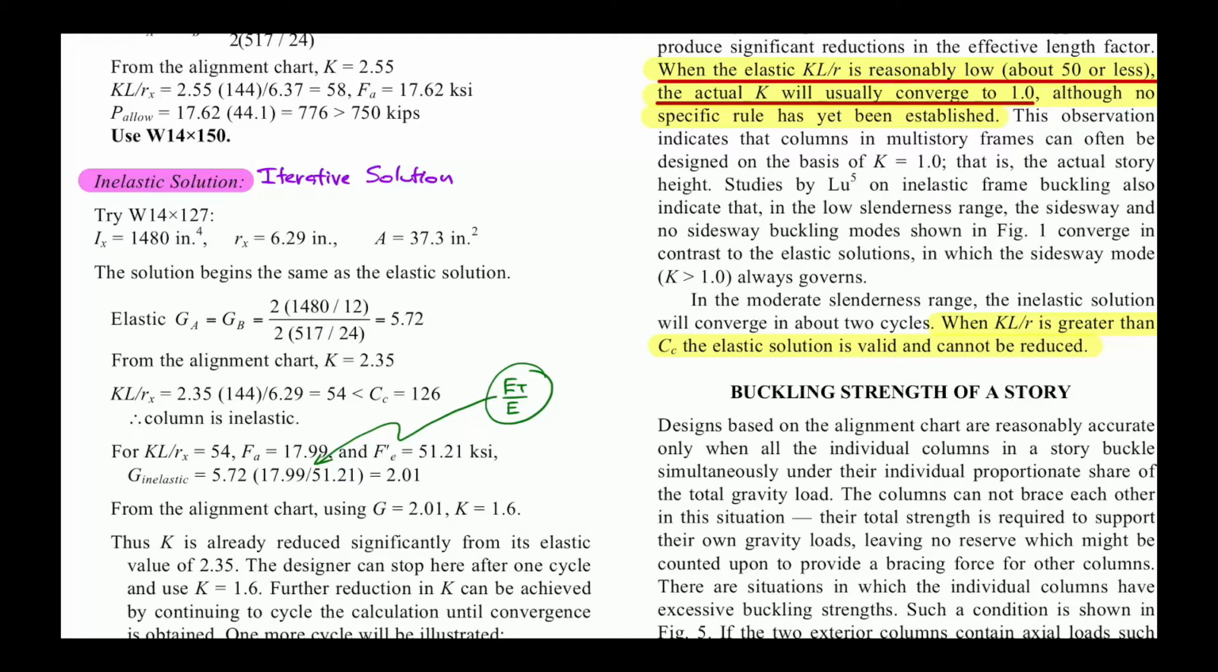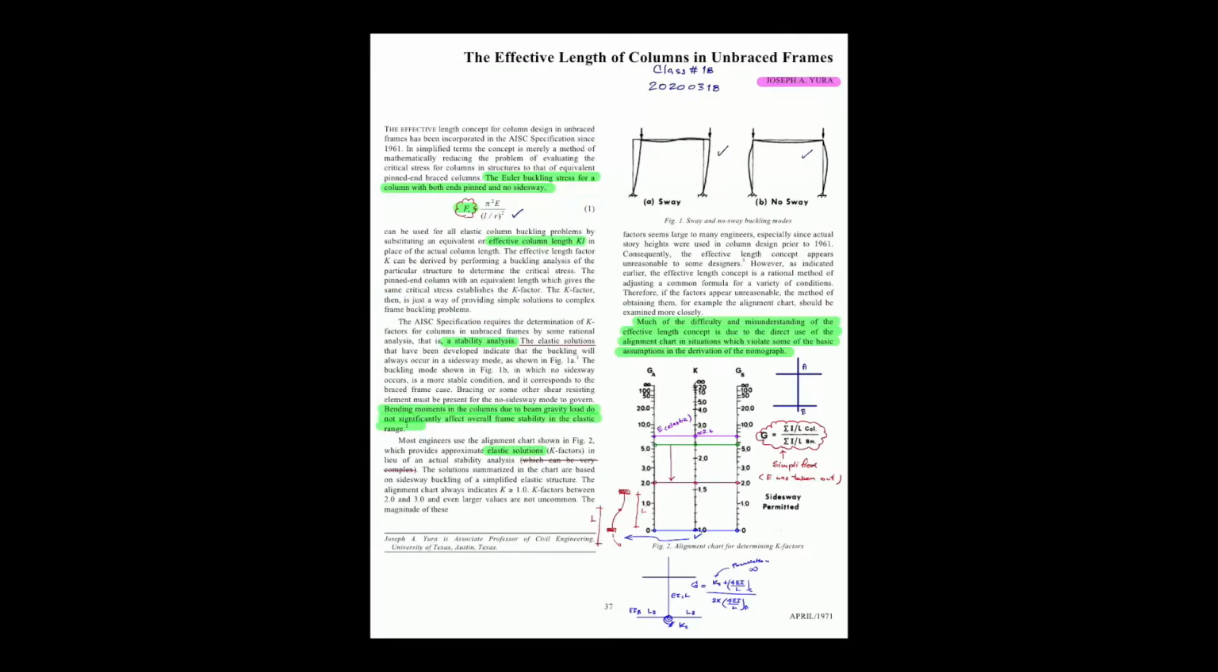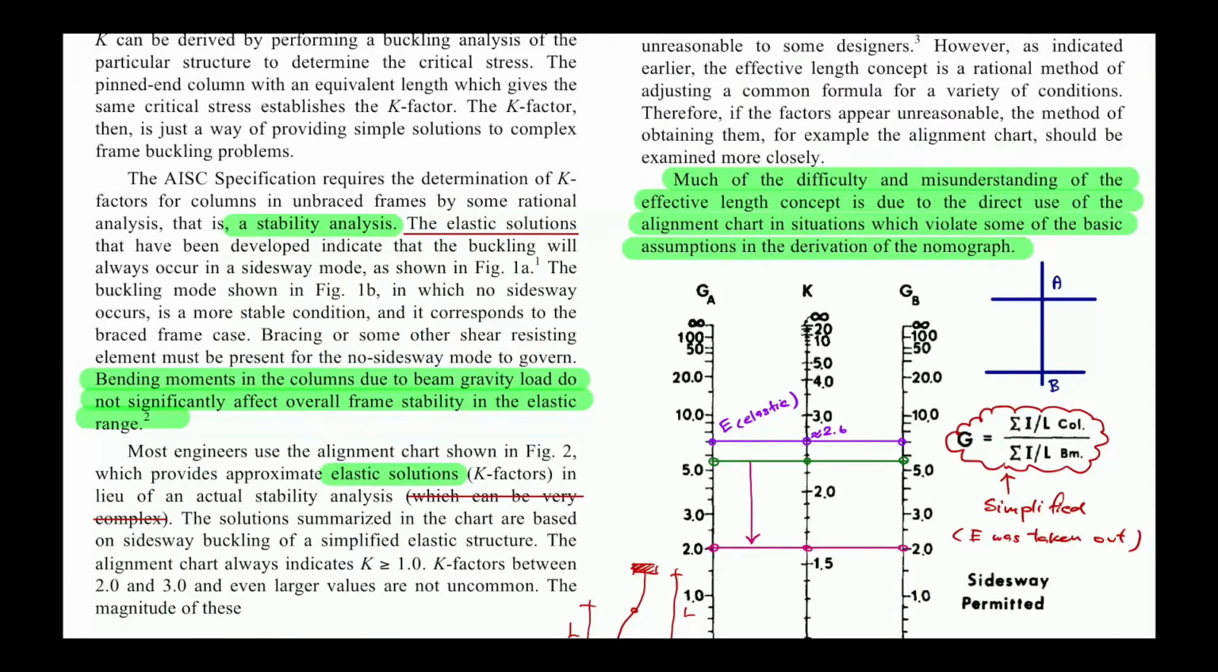It was supposed to change, of course, because that is designed based on the moment capacity. And then from these G values, you go back to the alignment chart for another time. You end up with K equals 2.35. You have 5 point something, right? And 2.35 is this one on the green line.